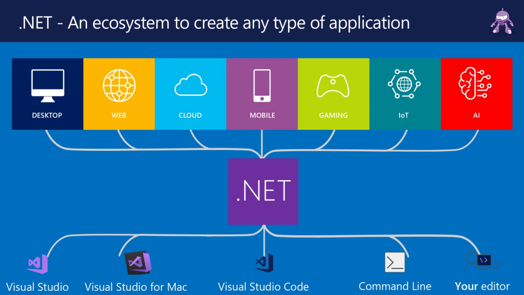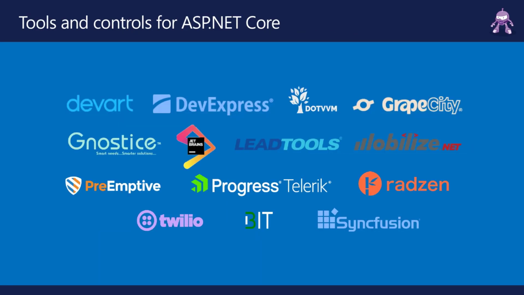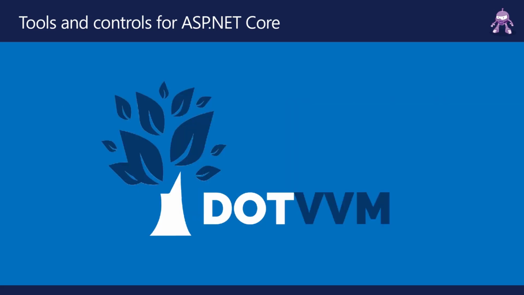Alright, in our case, the goal is to use .NET Core to develop web applications with Visual Studio 2019. If we're talking about the tools and controls available for making applications with .NET, there are several tools and applications like the ones we see on the screen. These tools make it easy for you to build applications by using their already established controls and components. For our case, we will use .vvm to construct views on web pages.